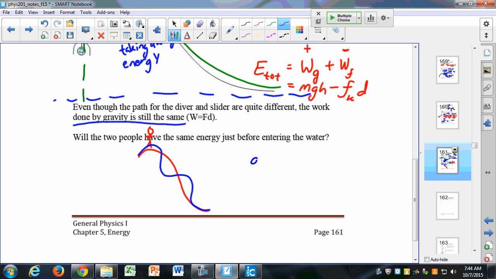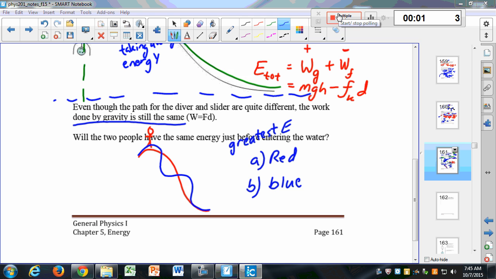We'll do it as a clicker question. So which will have the greatest energy at the bottom, the red slide or the blue slide? That is, in which scenario will the guy have the greatest energy? On the red slide or on the blue slide? Will he have the greater energy coming down the red slide at the bottom, or will he have more energy coming down the blue slide?